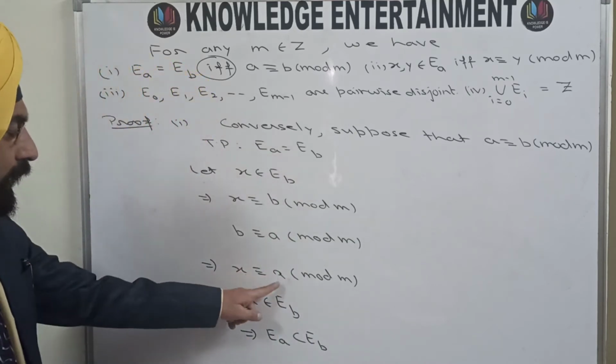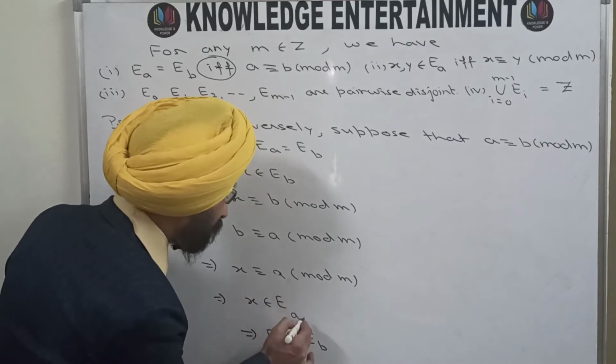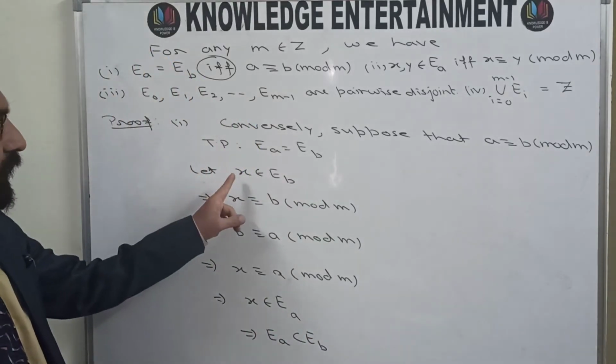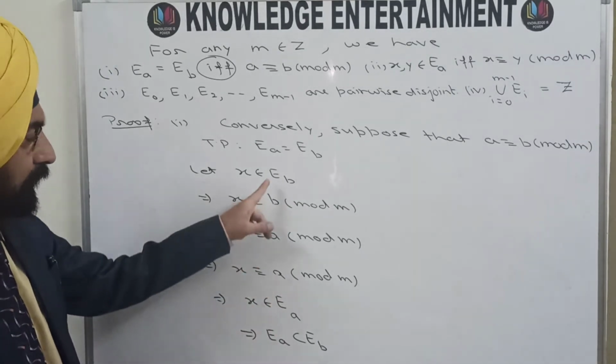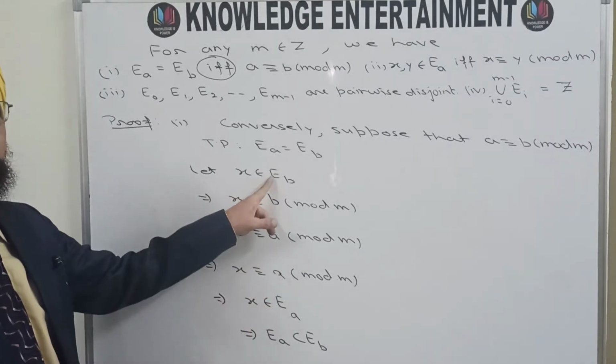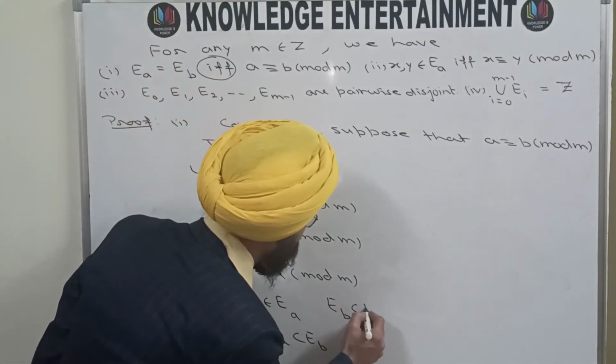X is congruent to A modulo M means X belongs to EA. You started with X belonging to EB and now X is in EA. That means EB is a subset of EA, because every element of EB is in EA.